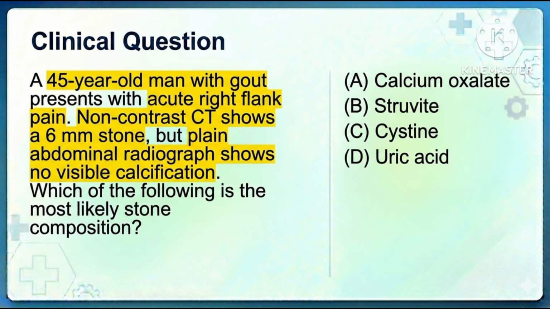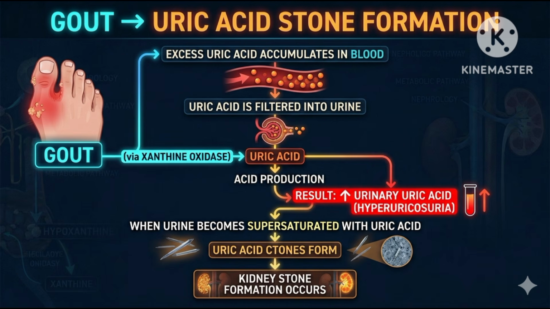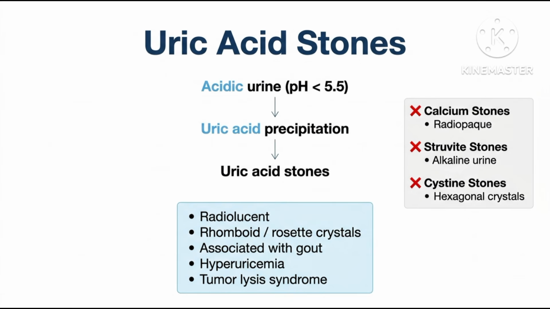Read this question stem. Acute right flank pain, history of gout, CT shows 6 mm stone, plain radiograph shows no visible calcification, radiolucent, that's uric acid stone. In gout, increased uric acid is excreted in urine. It precipitates in acidic condition, leading to uric acid stones in gout patient.